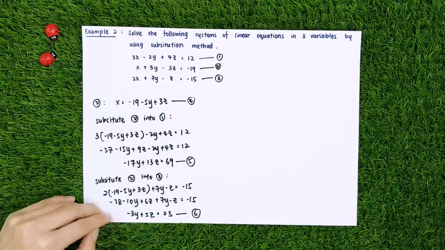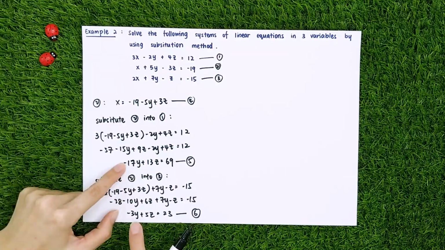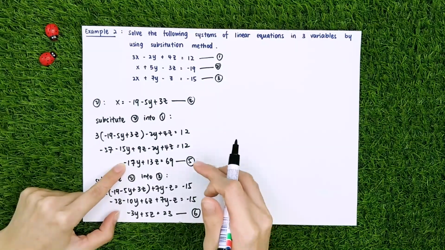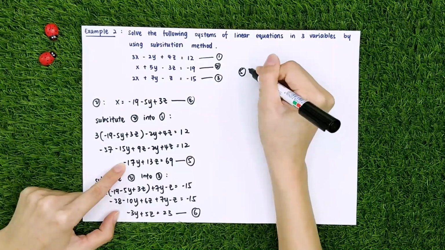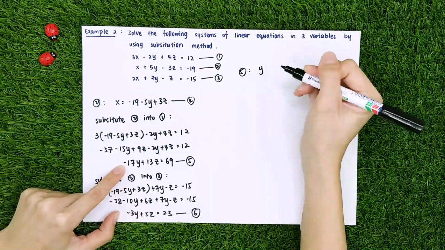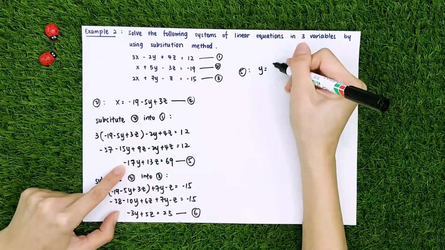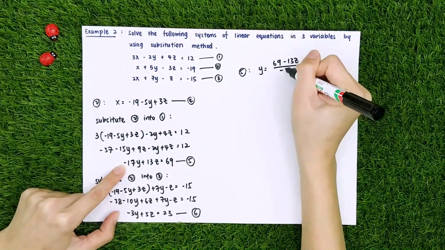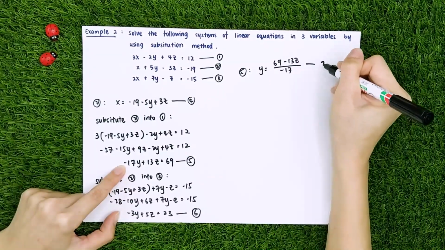Okay? So now I have equation 5 and 6 with only variables y and z. So now I can rearrange either one of the linear equations. Let me choose to rearrange equation 5. Okay? I make it become y in terms of z. Okay? y equals to (69 minus 13z) over negative 17. Okay? This I label as equation 7.